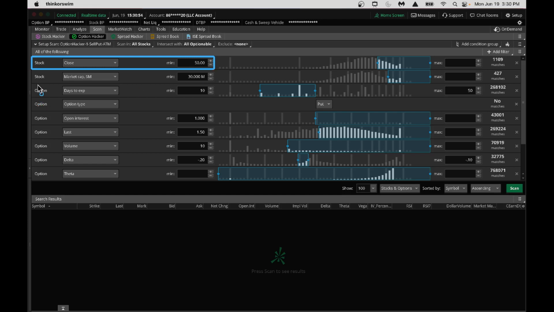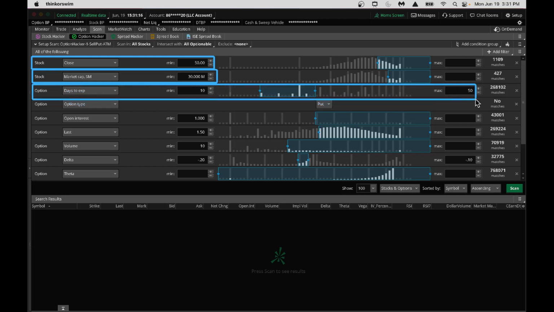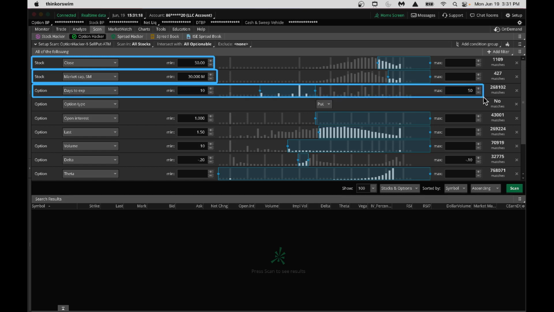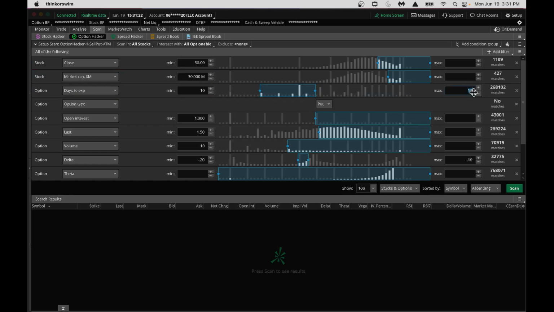And then we've got market cap here. I want to look at market cap more than $30 billion. When you're selling put options, try to be a little bit risk averse. Don't go after penny stocks and low market cap names. And from an option days to expiration perspective, I'm looking at 10 days all the way to 50 days here. That's the sweet spot of option selling. You could increase it to 60 days. That also will work. I'll change it to 60.